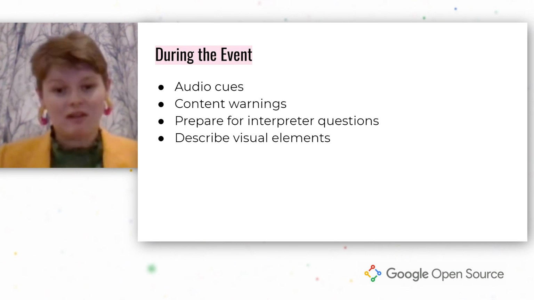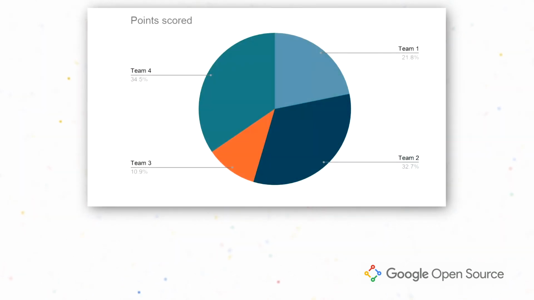And lastly, we want to make sure that we're describing visual elements verbally. So let's do an example of that together right now. If I was going to describe this graph in a way that a blind or low vision person could understand it, I would say this is a pie chart that shows the number of points that each team scores. Team 1 scored 21.8%. Team 2 scored 32.7% of points, Team 3 scored 10.9% of points, and Team 4 scored 34.5% of points. So now you've described basically what's going on in this chart.